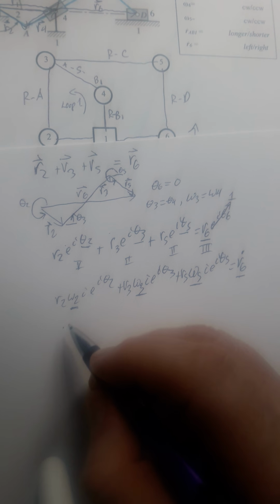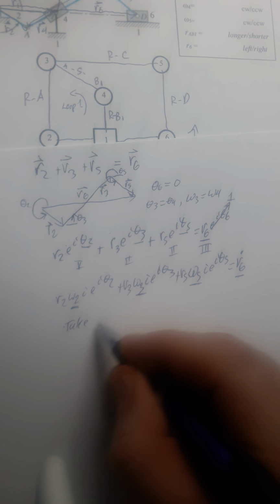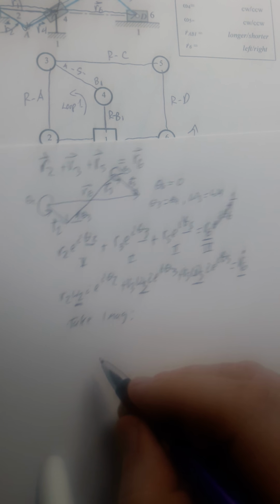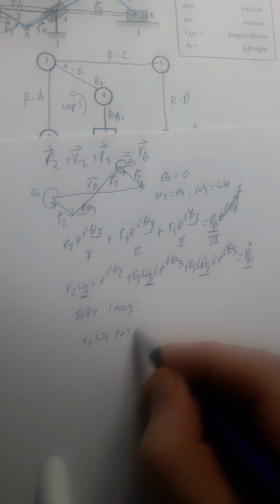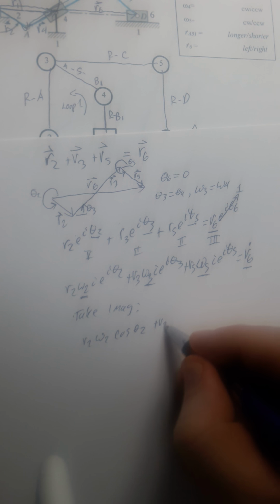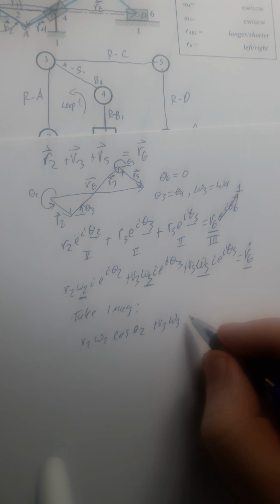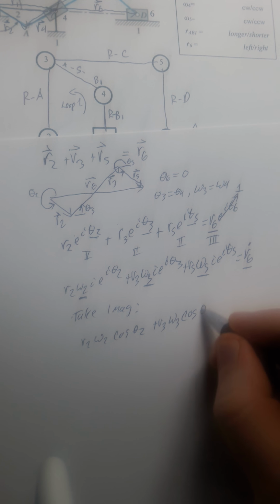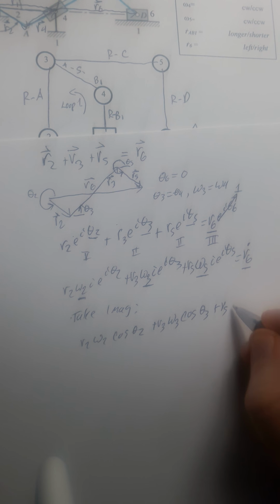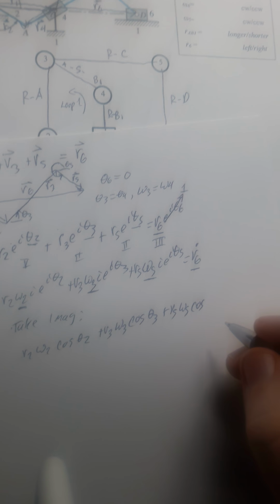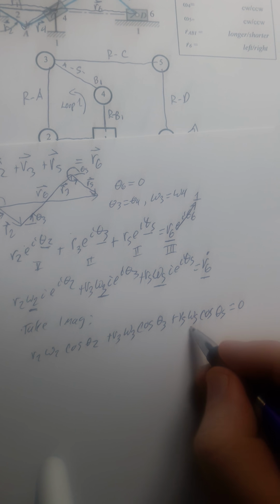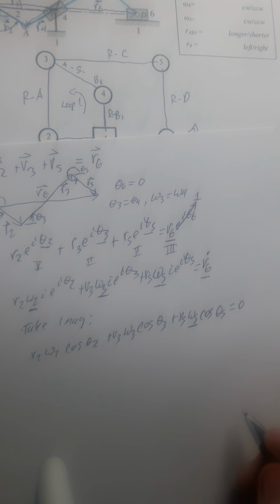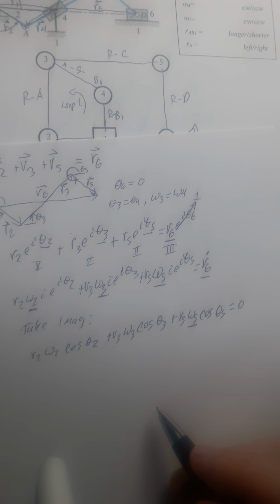So if we take the imaginary part, that's going to give us R2 omega 2 cosine theta 2 plus R3 omega 3 cosine theta 3 plus R5 omega 5 cosine theta 5 equals 0. The only unknown in that equation is omega 5 because we will have already solved for the rest of it.